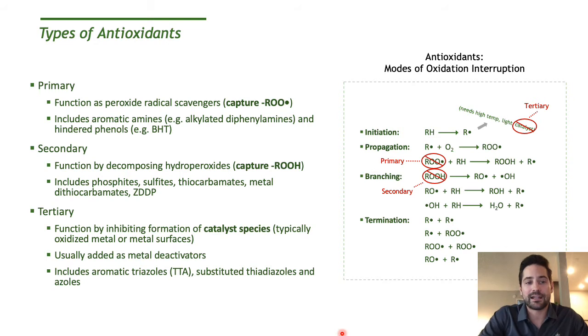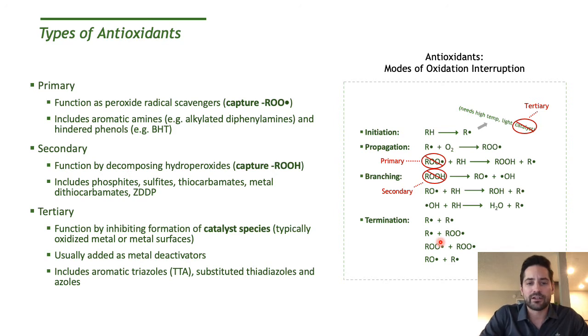Similarly, the secondary antioxidants function by decomposing hydroperoxides. Hydroperoxides are the reagent in the branching step right here. Again, if those are removed, then the cascade that occurs after this step will not occur. And again, you won't get those termination byproducts that disrupt your lubricant.